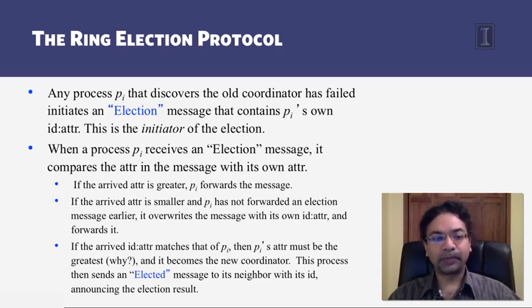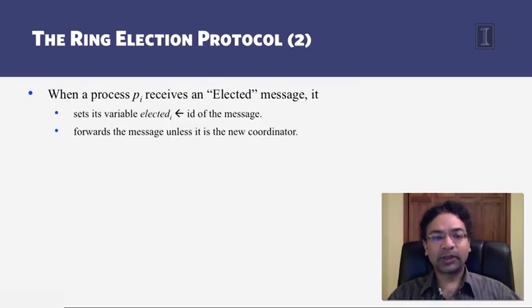So what does a process do when it receives this elected message? When a process Pi receives an elected message, it sets its own local elected variable to the ID in the message, saying that it now knows who the leader is, and then it forwards the message to its successor. However, if it is the new coordinator or the new leader, it doesn't forward the message anymore, because this means that the message has made one circuit around the ring and everyone has set their elected variables to the new leader. So that in a nutshell is how the leader election protocol works using the ring.